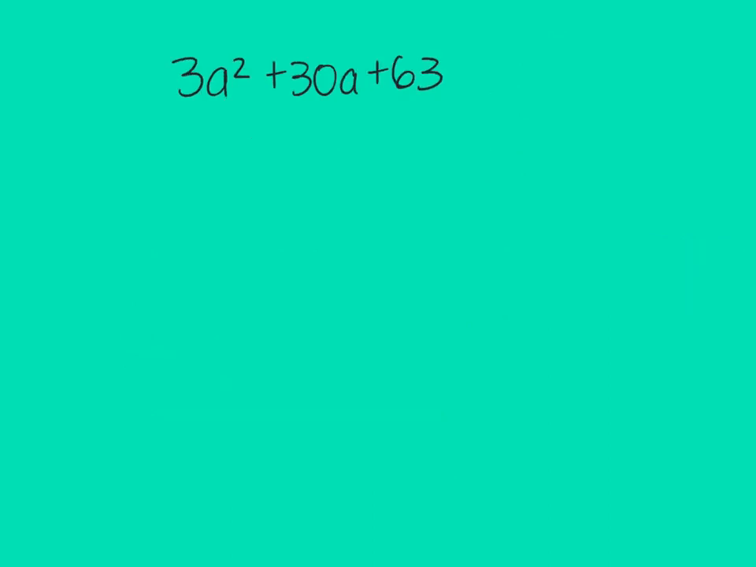All right, next one, 3a squared plus 30a plus 63. First check always is to see, is there a number that we can divide into all three of these terms? And in this case, yes there is. All three of these can be divided by 3. So before I move into any other method, I'm going to factor out that 3. So I'm going to take out the 3, and I'm left with a squared plus 30 divided by 3, 10a, plus 63 divided by 3, 21.